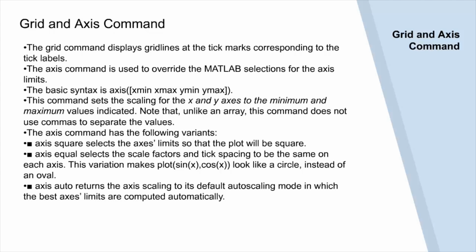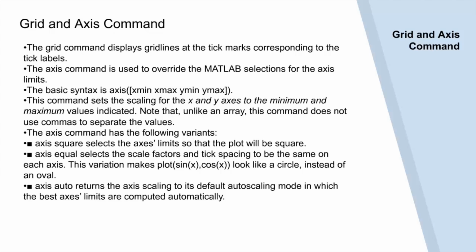So the axis command has a few variants available. The axis square selects the axis limit so that the plot will be a square plot. So in that case, both x and y axis are square. It limits in such a way that the plot becomes a square plot. The axis equal selects the scale factors and tick spacing to be the same on each of the axes.